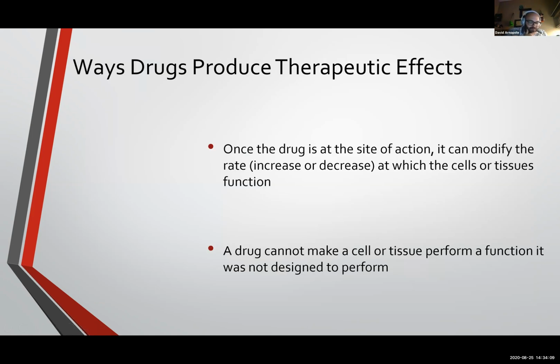All right, ways drugs produce therapeutic effects. Once a drug reaches wherever it needs to be, it modifies the rate of a tissue. It does not alter a cell or tissue to do something it can't normally do. You can't have medication hit your skin and make it act like cardiac tissue. It may grow skin more rapidly, but you can't have cardiac tissue act like a kidney. It doesn't work that way. You can only alter what the cells there can already do. The DNA in those cells tells them what they can do, so you're just going to alter that, whether it be increase it, decrease it, or stop it.